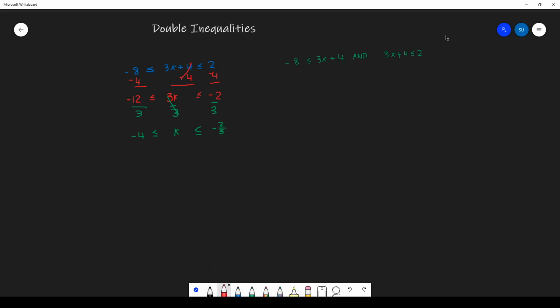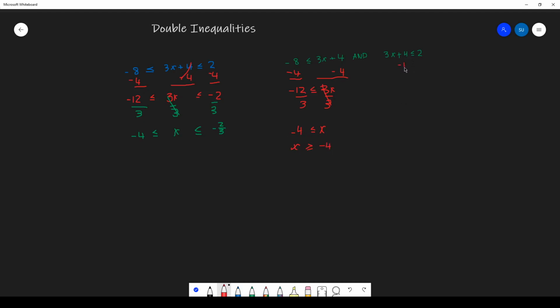So we can do both conditions here. Minus 4, minus 4. We virtually did this already, but we're just doing it for the other strategy. So negative 12, divide by 3, and you get negative 4 is less than or equal to x. You could just flip it around: x is greater than or equal to negative 4. These are the same thing.